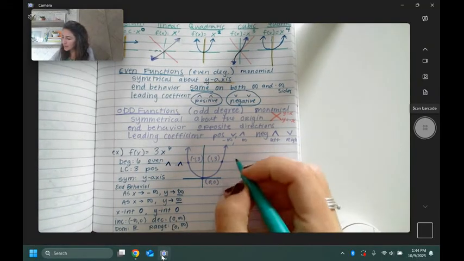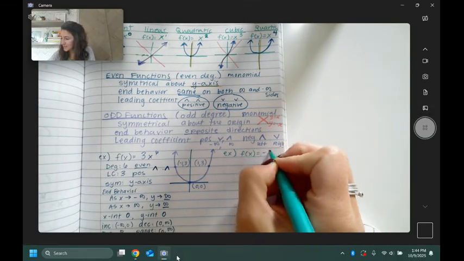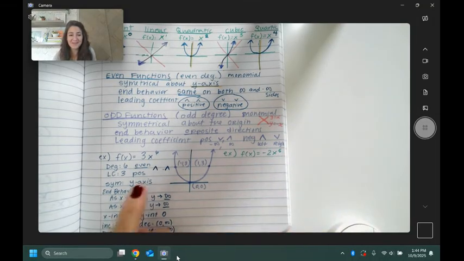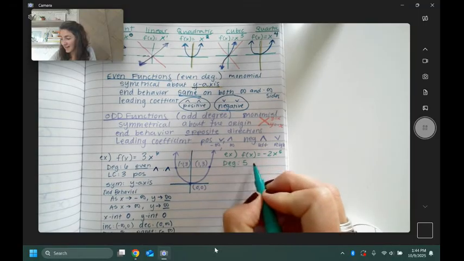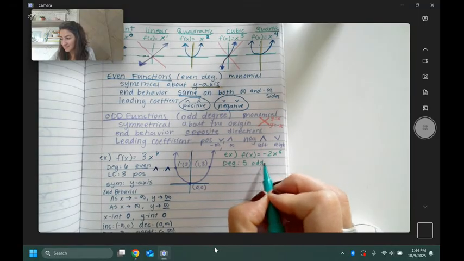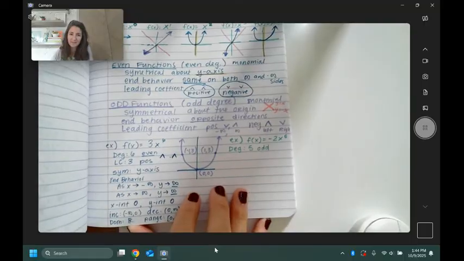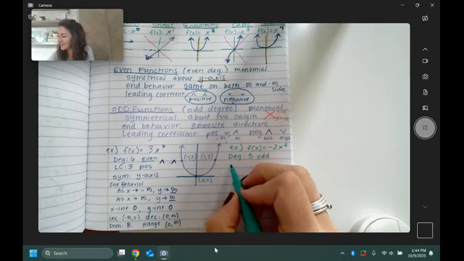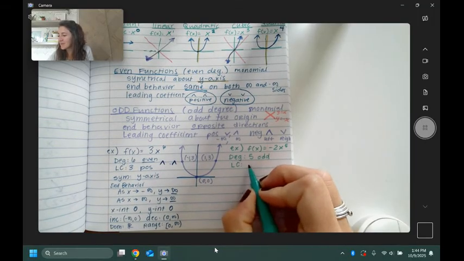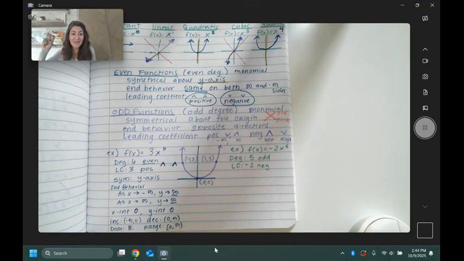Do this one in green. f of x is negative 2x to the 5th. So this is kind of opposite in both ways. So the degree is 5. That's odd. 5 is an odd number. It took me a long time to realize that even and odd was just talking about if that number was even or odd, an even or odd function when I was in high school. And the leading coefficient here is negative 2. That's negative. So odd tells me my end behaviors are going to be going in opposite directions.